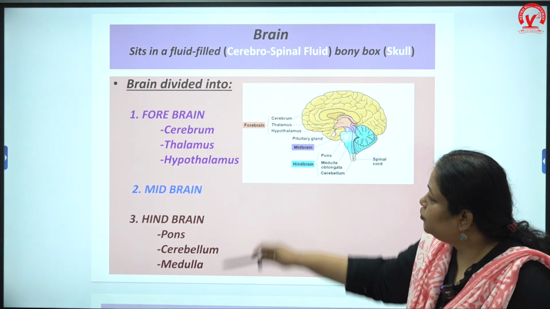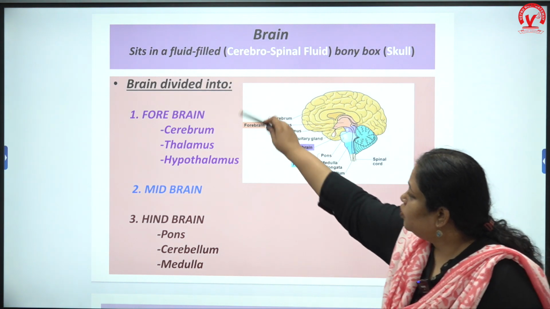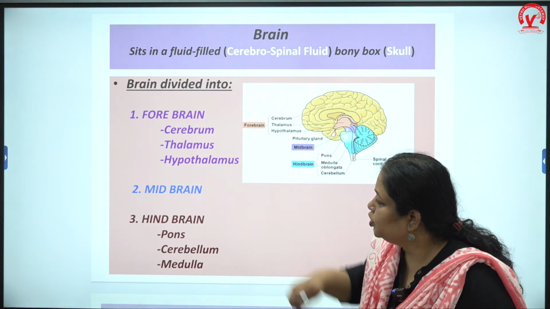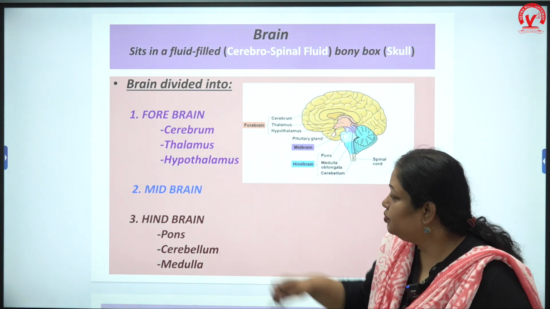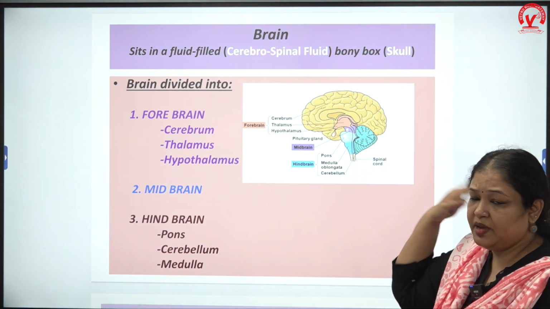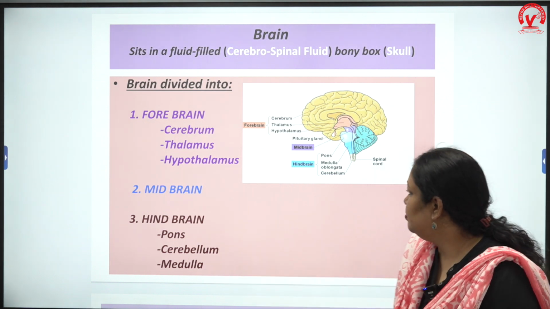The brain is divided into forebrain, midbrain and hindbrain. The forebrain has three parts: cerebrum, thalamus, hypothalamus. And then we have the midbrain, and then we have the hindbrain. Hind means behind. So the hindbrain has the pons, cerebellum and the medulla.